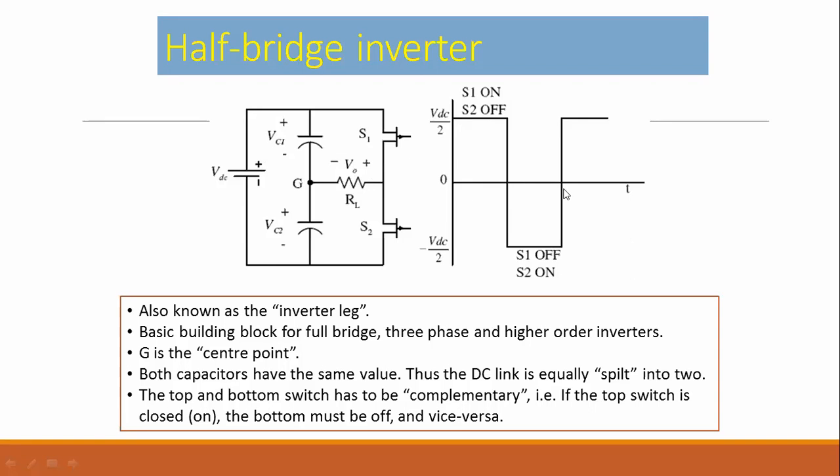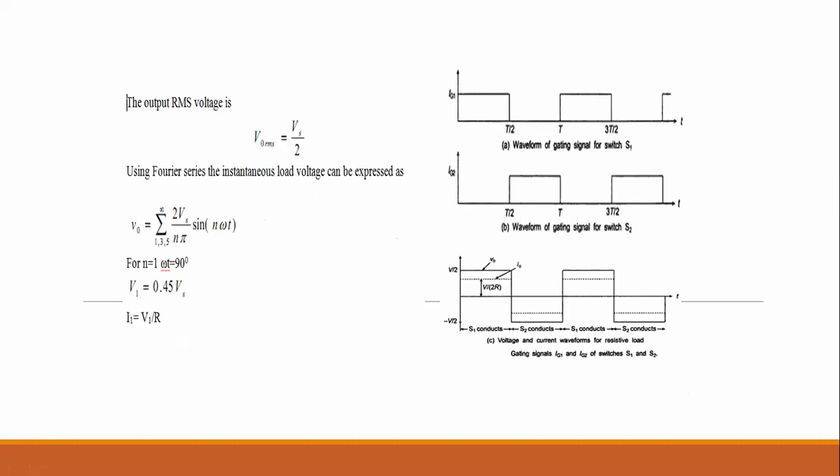After that, we will turn off S2 and turn on S1 again, so the current direction changes again. So we will get a square waveform with positive and negative cycles. Its duration depends upon for how much time S1 is on and for how much time S2 is on. The output RMS voltage is Vs divided by 2, by using Fourier series.